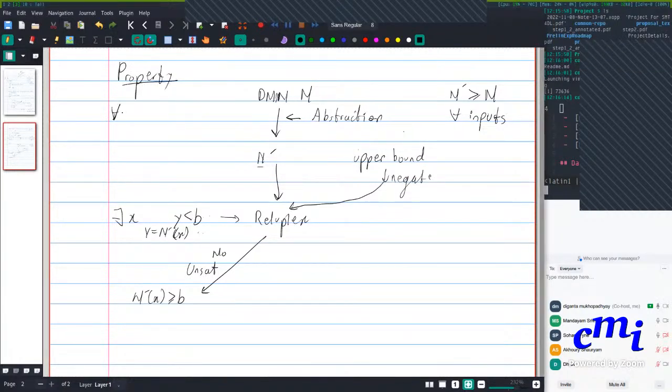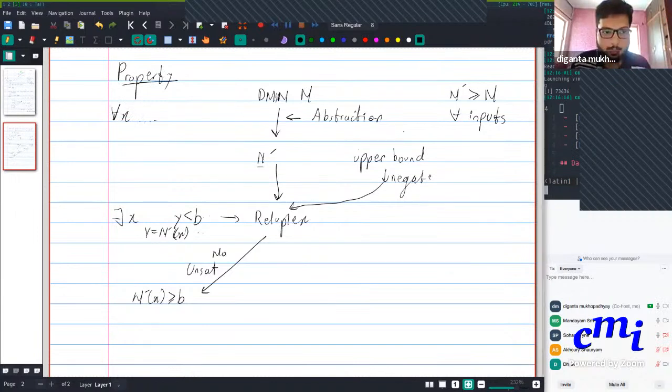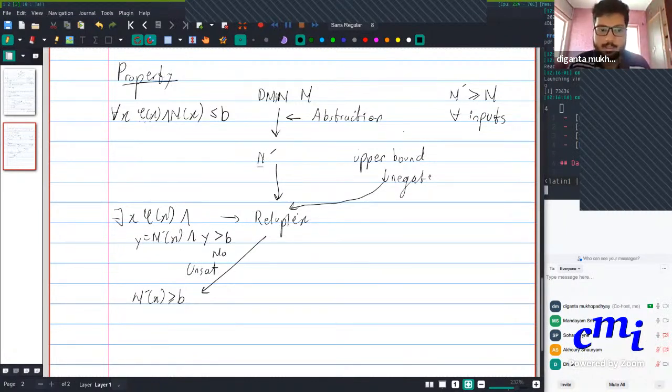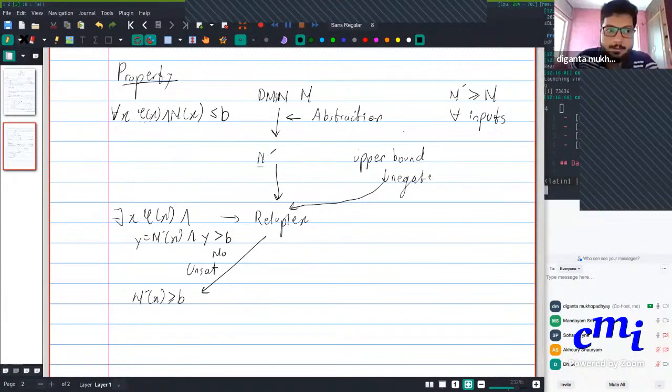T is for all x. And you'll have some input constraints, Nx should be less than or equal to b, right? So when you negate it, you should basically give Reluplex something like, does there exist an x, let's say that this input constraint is phi of x, such that phi of x is true and y is equal to n prime of x and y is greater than b. So that is what you're asking Reluplex. Sorry for messing this up and confusing you potentially. Is this clear so far?